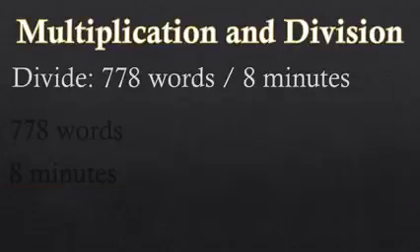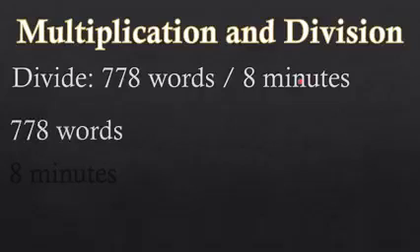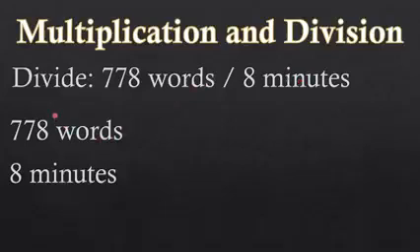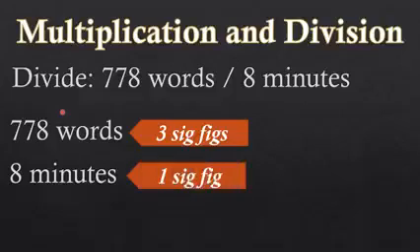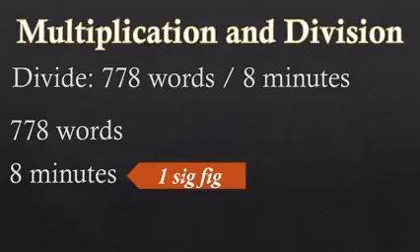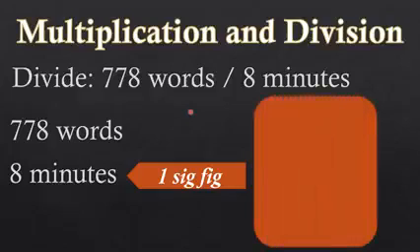Okay, let's now proceed to division. Divide 778 words per 8 minutes. So meron tayong dalawang numbers involved, the 778 words and 8 minutes. So here, tingnan natin yung mga significant digits ng bawat number. In 778 words, there are 3 significant digits. In 8 minutes, there is 1 significant figure lang. Okay? So, ibig sabihin yung magiging quotient natin ay 1 significant figure since 1 is less compared sa 3 significant figures. Okay? So, let's divide.